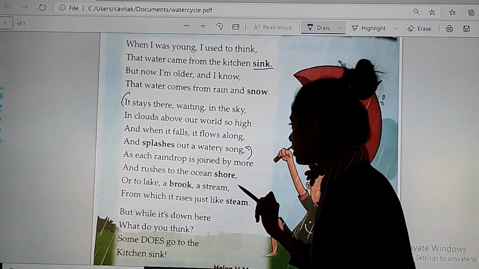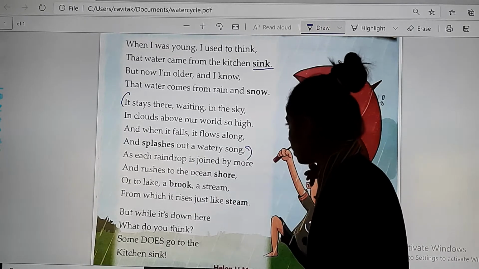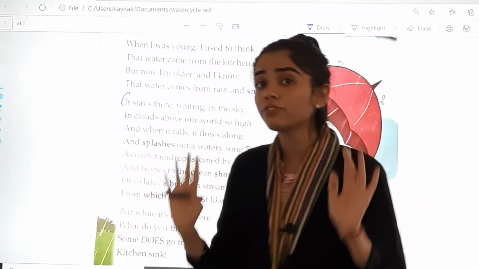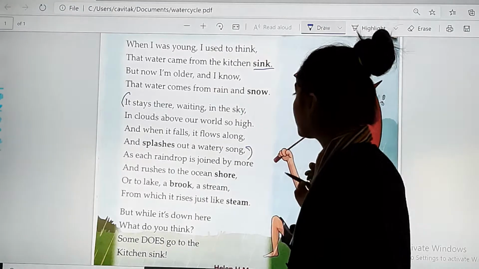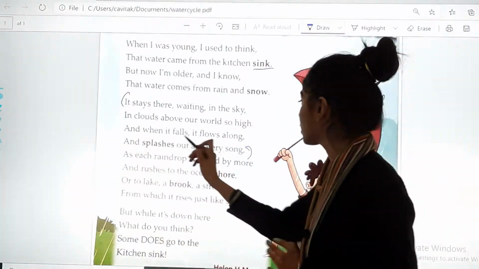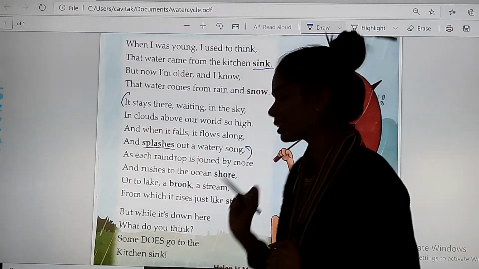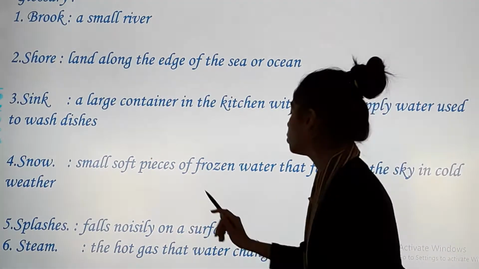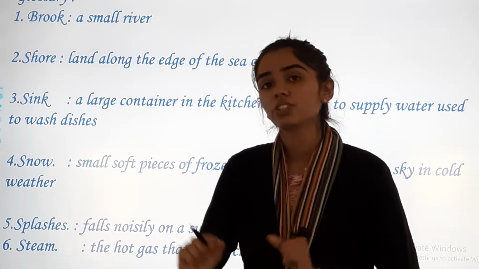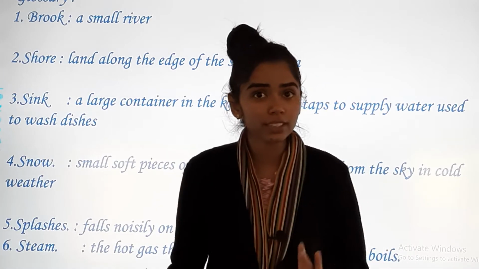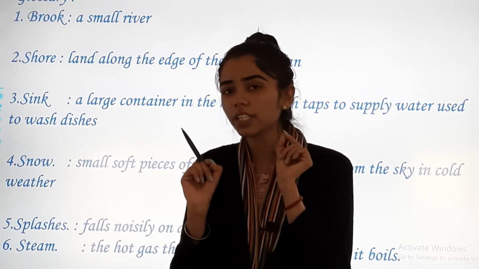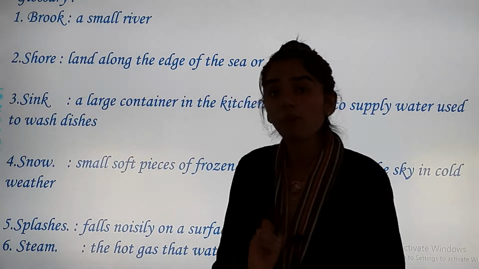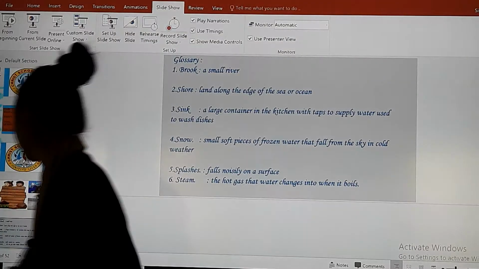And when it falls, it flows along and splashes out a watery song. And finally, when it falls, it rains. What happens? It makes a watery song. Like, what is it? Splashes. What is it? Splashes. So, what is the meaning of it? See, falls noisily on a surface. So, you might have noticed that when it rains, तो आवाज कैसी होती है? जोर से, है ना? So what is it? Splashing. It is known as splashes. It falls noisily on a surface.